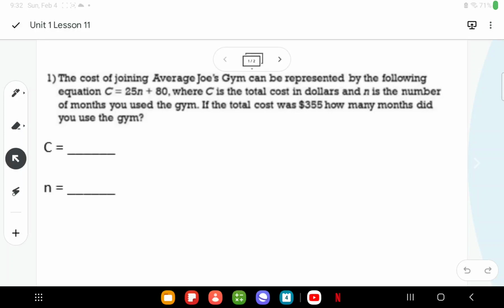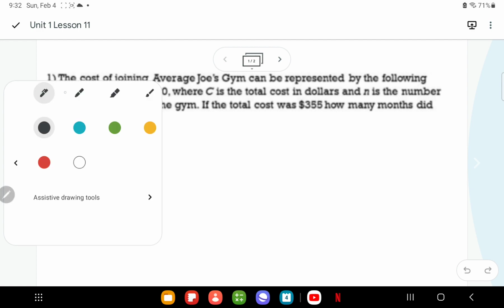Here is Unit 1, Lesson 11. This is a bit more practice on the word problems that we had looked at in Lesson 10. So here we've got an example where the cost of joining a gym is given by this equation: C equals 25N plus 80.